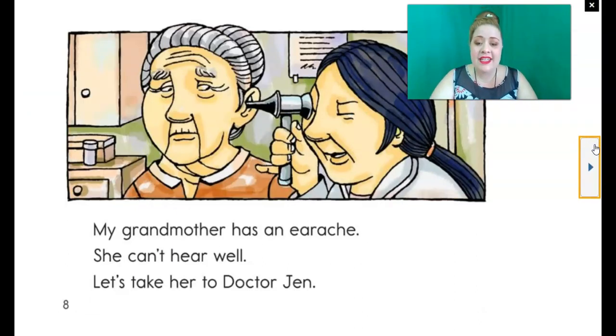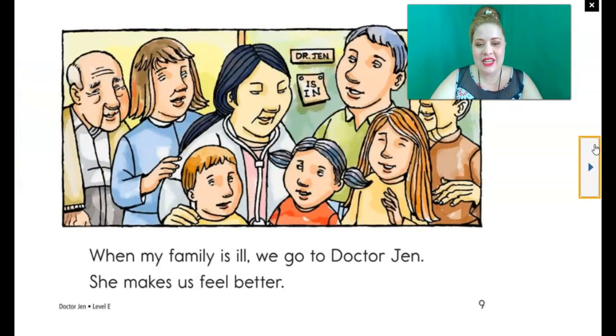My grandmother has an earache. She can't hear well. Let's take her to Dr. Jen. Oh no, this grandmother has an earache, maybe an ear infection. That's a good reason to go to the doctor. Let's keep reading. When my family is ill, we go to Dr. Jen. She makes us feel better.